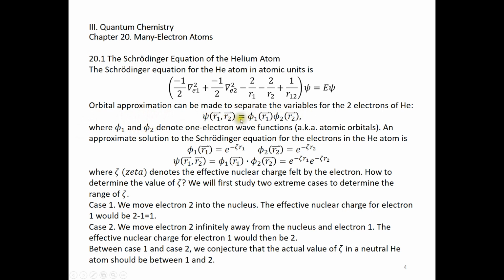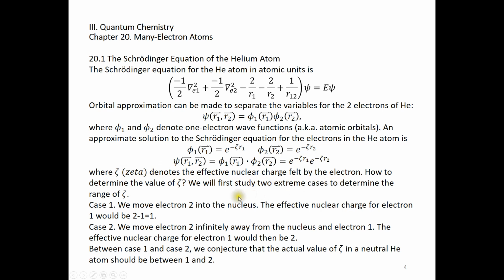Now let's look at this approximation again. Phi 1 and phi 2 are one-electron wave functions, also known as atomic orbitals. The approximate solution to the Schrödinger equation is this: phi 1 is e to the power of negative zeta r1, phi 2 is e to the power of negative zeta r2, and then psi of the two electrons is just phi 1 times phi 2, which is e to the power of negative zeta r1 times e to the power of negative zeta r2. Zeta denotes the effective nuclear charge felt by the electron.